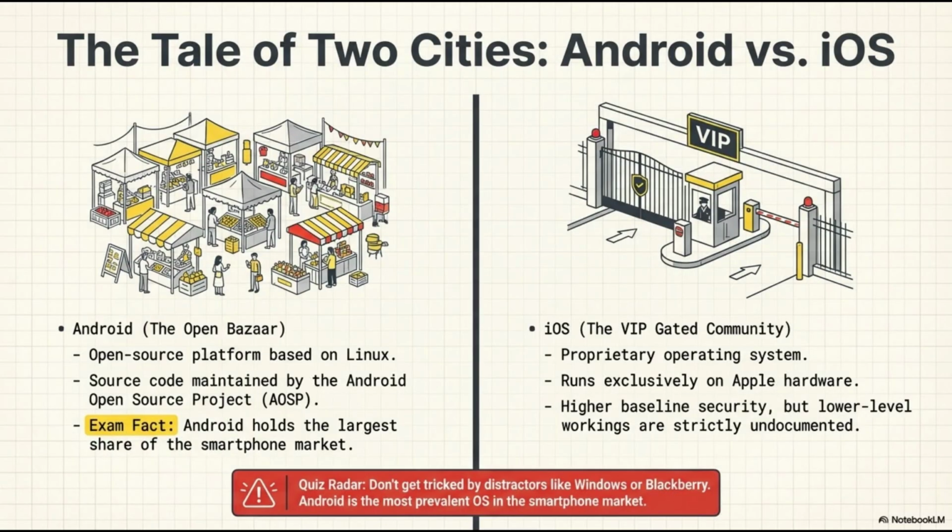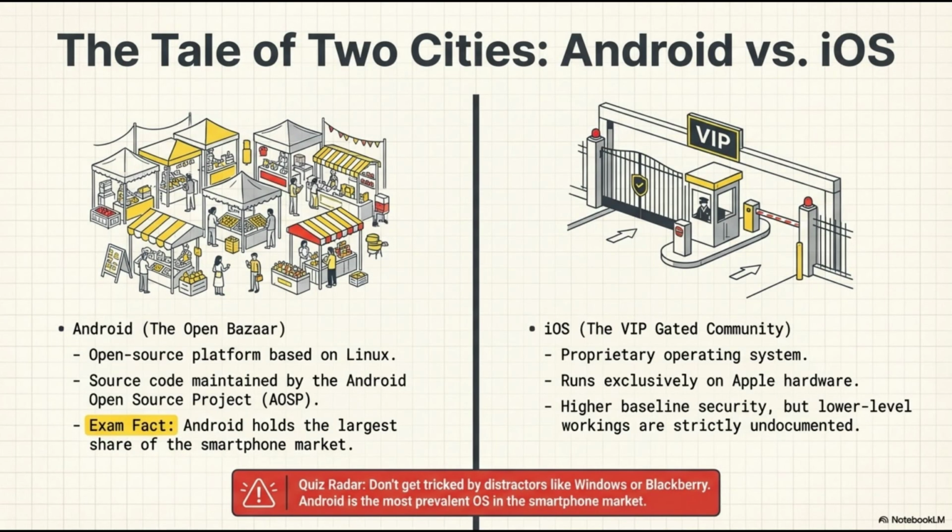And for the exam, lock this fact in right now. Yes, Android holds the largest share of the smartphone market globally. The test will almost certainly throw distractors at you, suggesting Windows or BlackBerry hold dominant shares. Do not let those fool you. Android is the prevalent market leader, period.